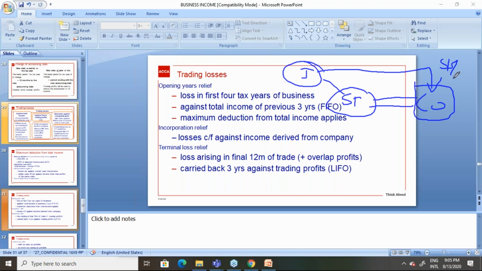So in the future, when the shareholder is going to receive income from the company, maybe as salary, maybe as interest, maybe as dividend, against that salary, dividend or interest, this carry forward loss can be set off. That is what we call incorporation relief here.